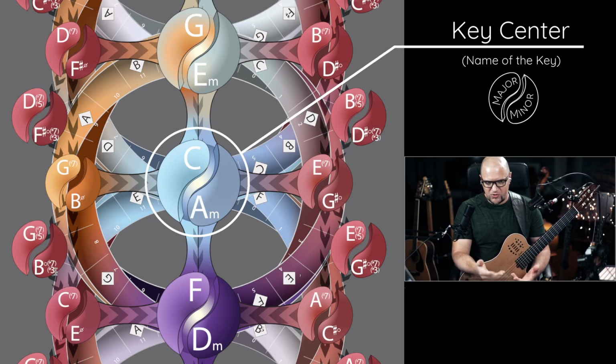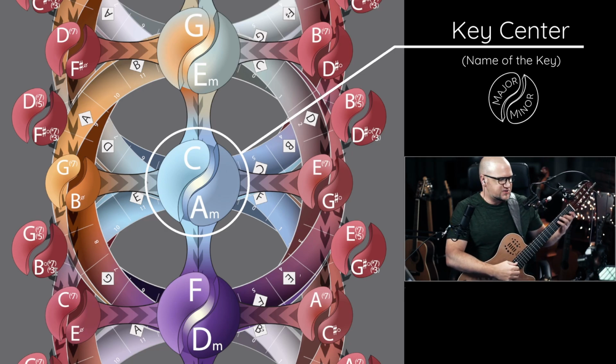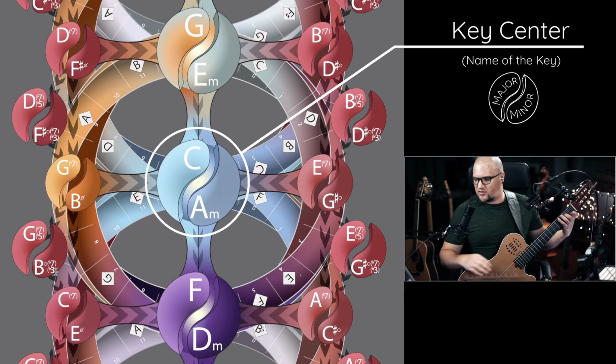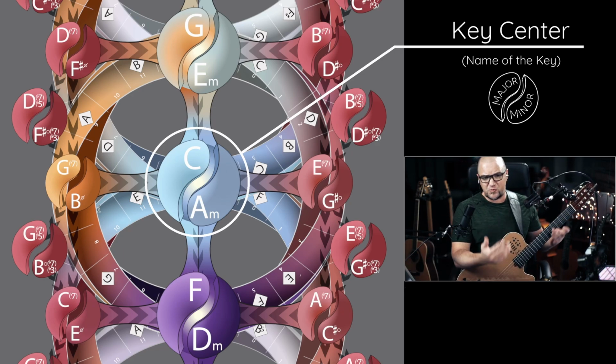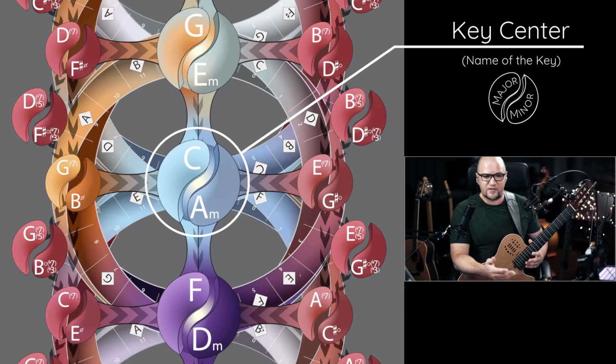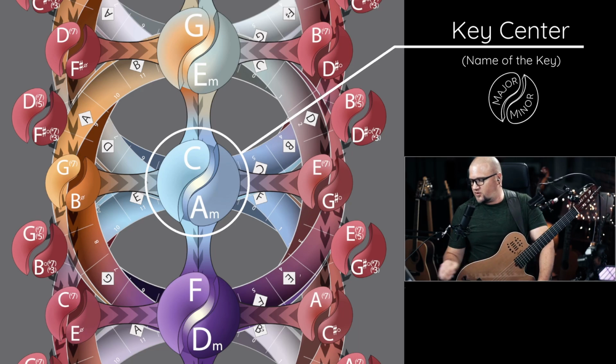So if I'm playing with someone or jamming, I know that if they start playing on a C major chord, the chances of them playing an A minor, or an F major, a D minor, G major, all that is really, really high. So I can anticipate what kind of chords are coming.